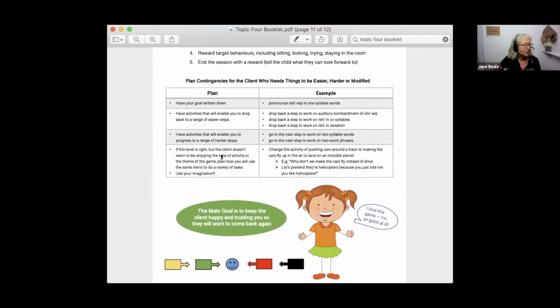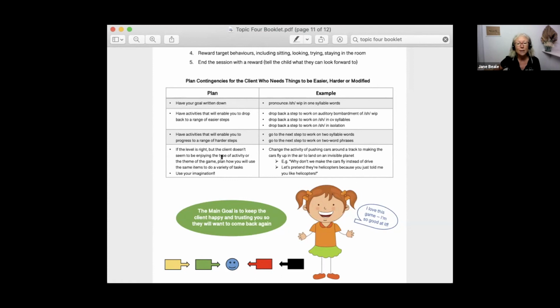So for example, you might have your goal written down. So it might be that the client will pronounce the sh sound in word initial position in 1-syllable words. And then you might have to plan what you'll do if working on sh in word initial position in 1-syllable words is too hard. So the range of activities that could be an earlier step could be to drop back to just work on auditory bombardment. And that's something that we're going to learn more about. It's where they just get to listen to you saying sh in word initial position.